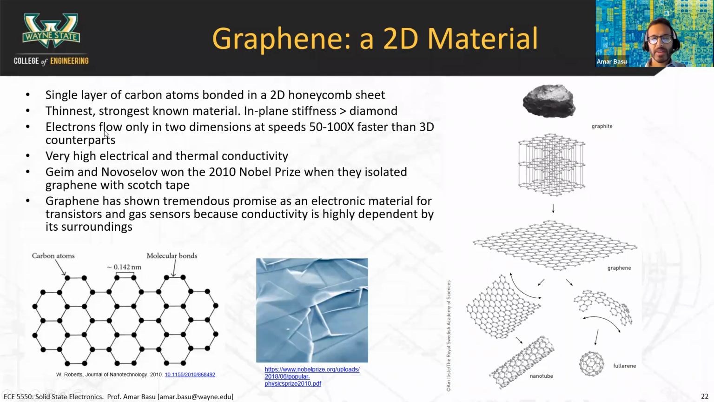Another cool property of graphene is that when you have two-dimensional materials like this, electrons can flow very quickly through that material. There's less interference. Let's just leave it at that. They can move at speeds 50 to 100 times faster than in three-dimensional materials, so they end up having a very high electrical conductivity. Conductivity is a material property that indicates how easily electrons or holes move through the material.